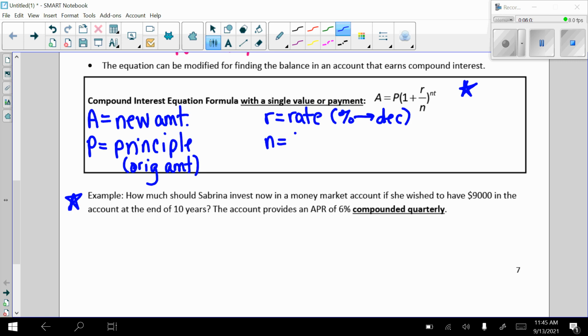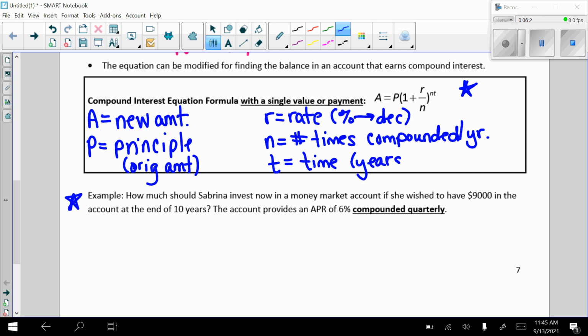N is the number of times the interest will be compounded per year. And I'll explain that in a second. And T is time in years. So while you're writing that, let me explain that.